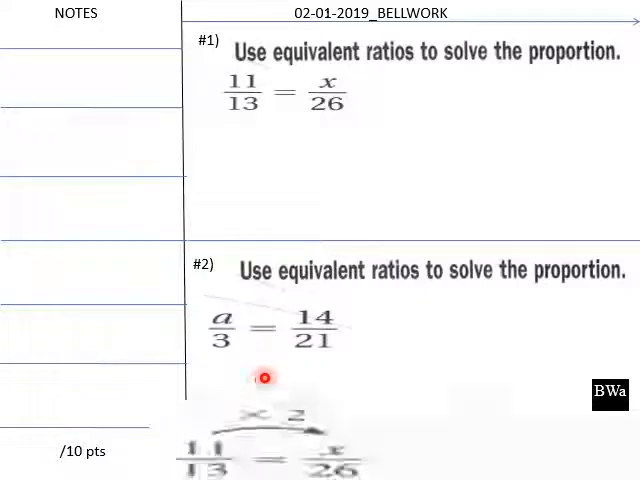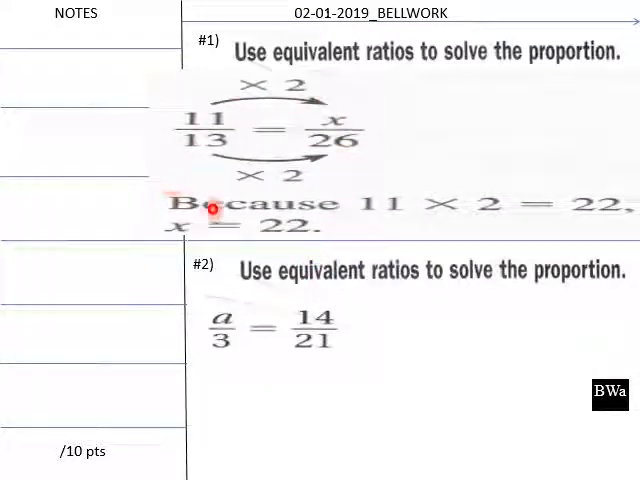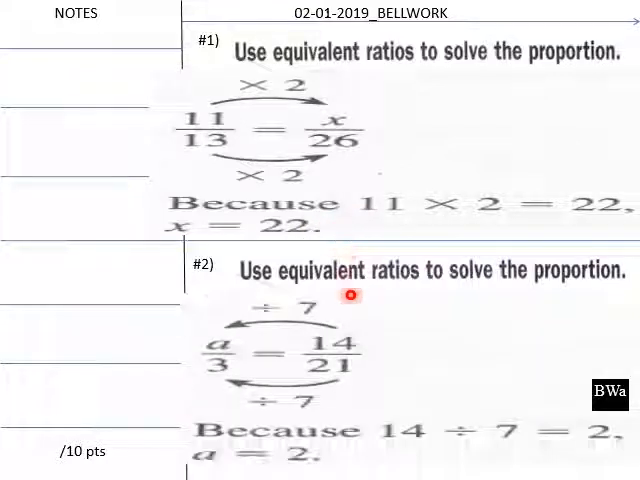Okay, welcome back for solutions. Here's our solution for number 1. X would equal 22, and then for number 2, A would equal 2. Students, take note if you did not get this correct.